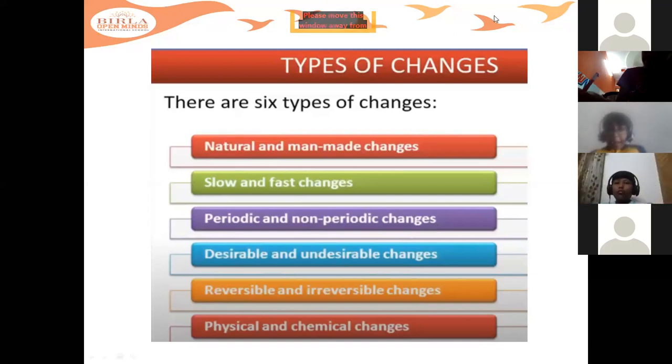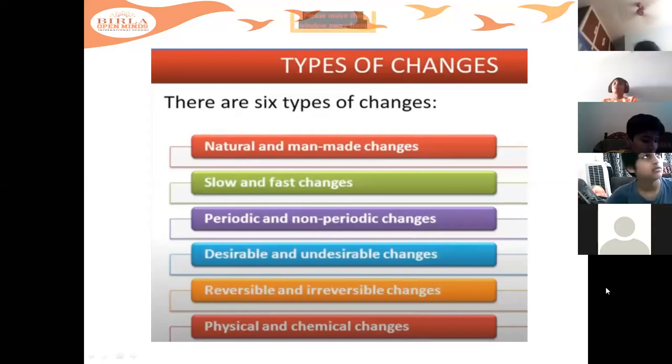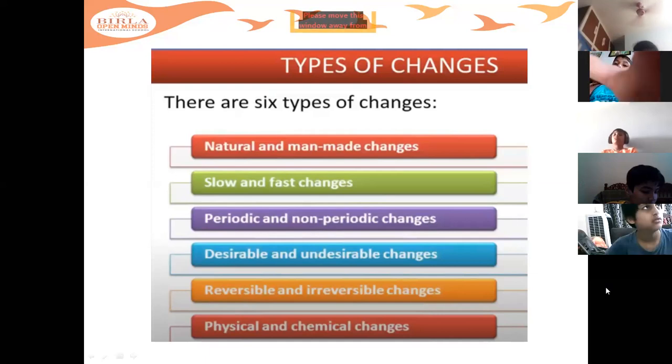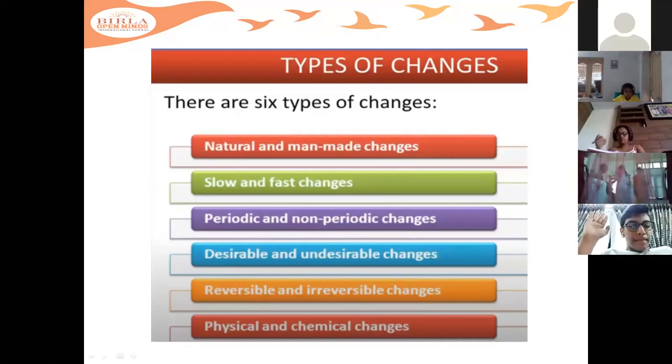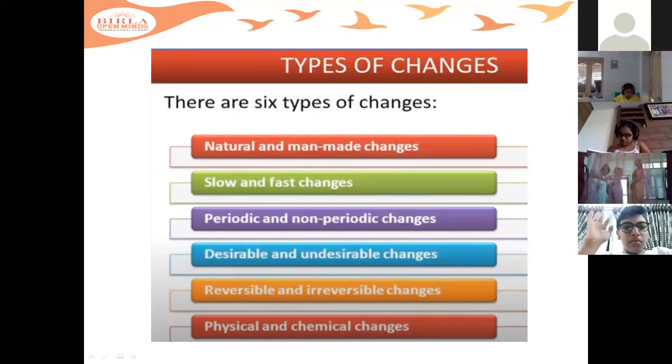Can you give me any example of man-made changes, children? You can raise your hands. Keep your camera on. Raise your hands so that I can see you. Yeah, Hitansh. Hitansh, I have unmuted you.